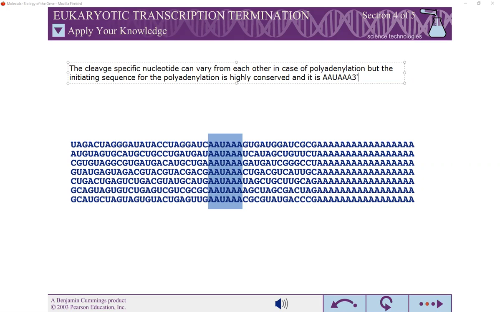This is 3 prime and this would be the 5 prime. Please note it down. This is the poly A signal sequence. Now moving forward to the next question.